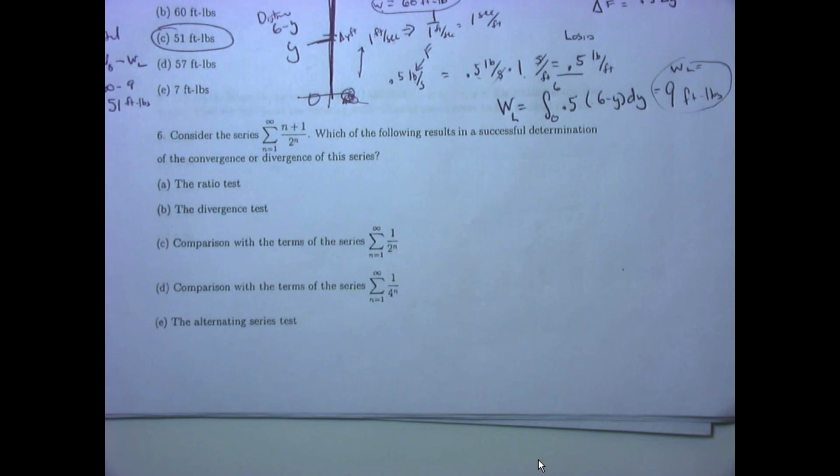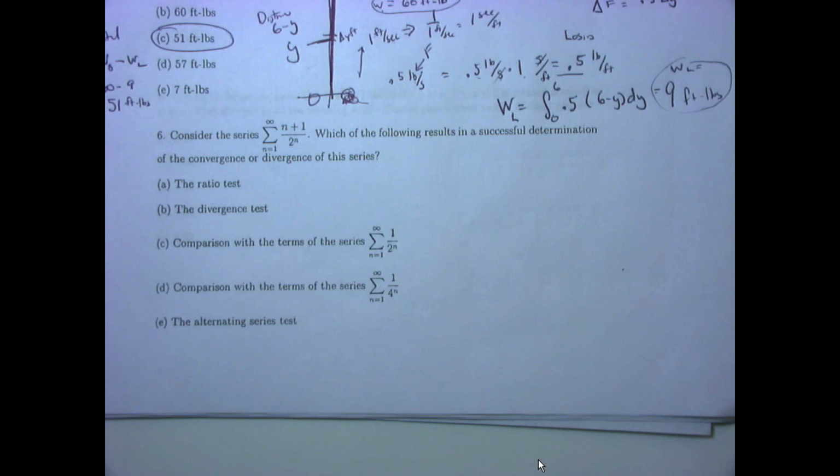That's where a lot of people get frustrated on this exam, because it's not me making up the exam. It is a committee of mathematicians making it up, and they're trying to be as formal sometimes as possible. Consider the series. Sum as n goes from 1 to infinity of n plus 1 over 2 to the n. Which of the following results in a successful determination of the convergence or divergence of the series?